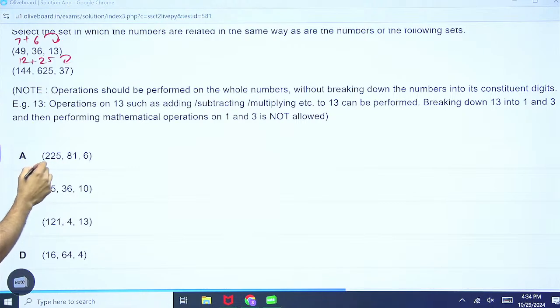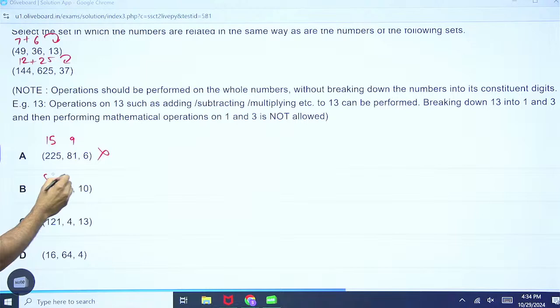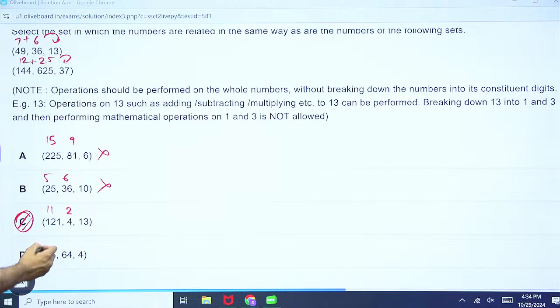Now let's see from here, this is 15, this is 9. 15 plus 9, no. 5 and 6, no. 11 plus 2, yes. We can get 13 from option number C. And 4 and 8, we cannot get 12, so this is also no. Next question.